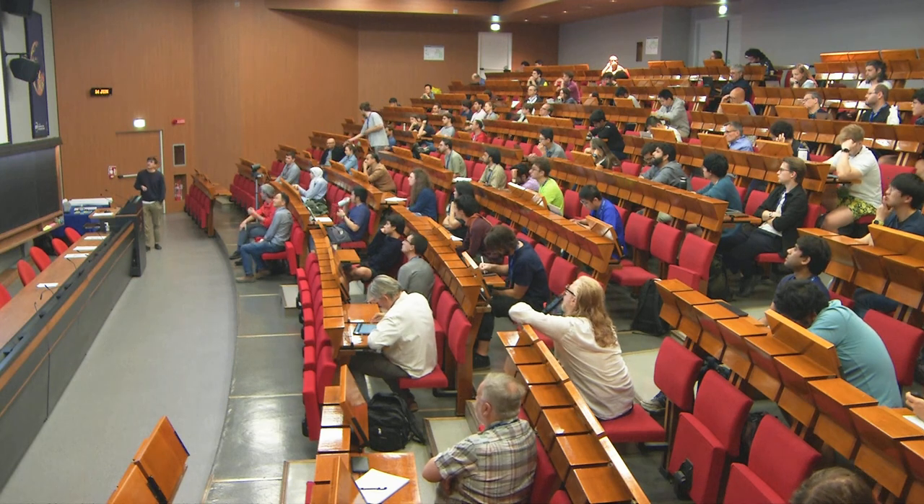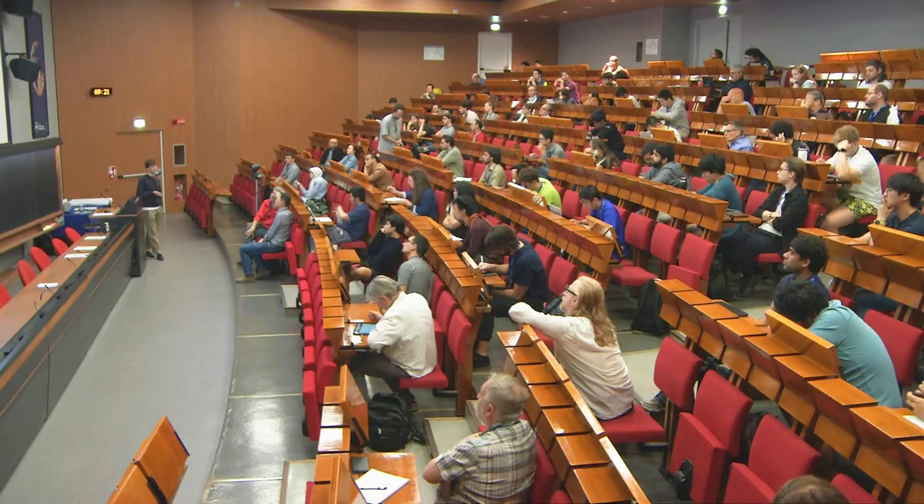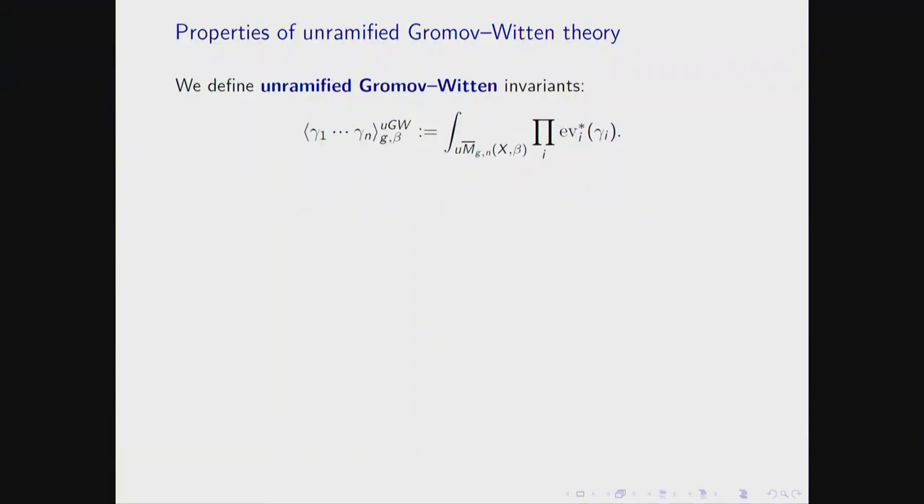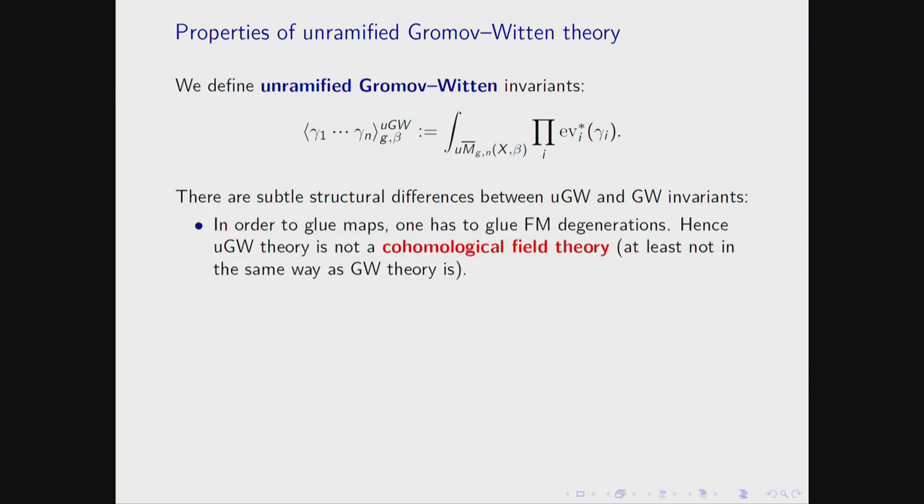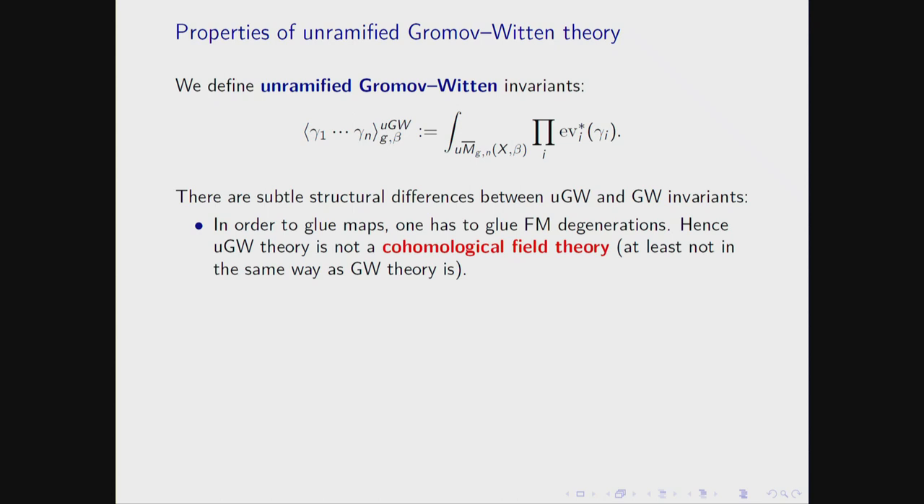So we can define unramified Gromov-Witten invariants just like in the usual Gromov-Witten situation. You just pull back classes and integrate them over this space of unramified maps. And there are subtle differences between these unramified Gromov-Witten invariants and Gromov-Witten invariants. Firstly, Gromov-Witten invariants you can package into what's called a cohomological field theory. It's just a consequence of the fact that you have gluing maps and they are compatible with the invariants.